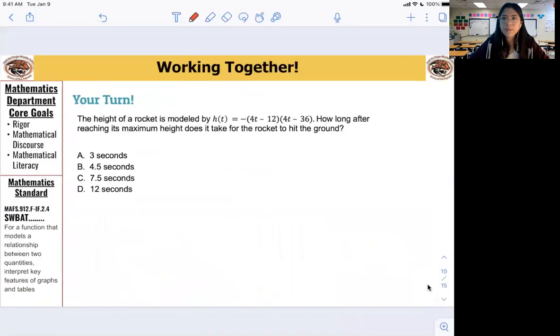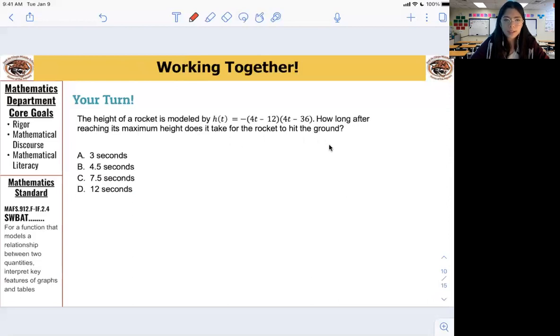Okie dokes, moving right along. Let's try this one. So here's an interesting one. I kind of want to do this one together because it's a little bit more challenging. The height of a rocket is modeled by h of t equals negative 4t minus 12 times 4t minus 36. How long after reaching its maximum height does it take for the rocket to hit the ground?